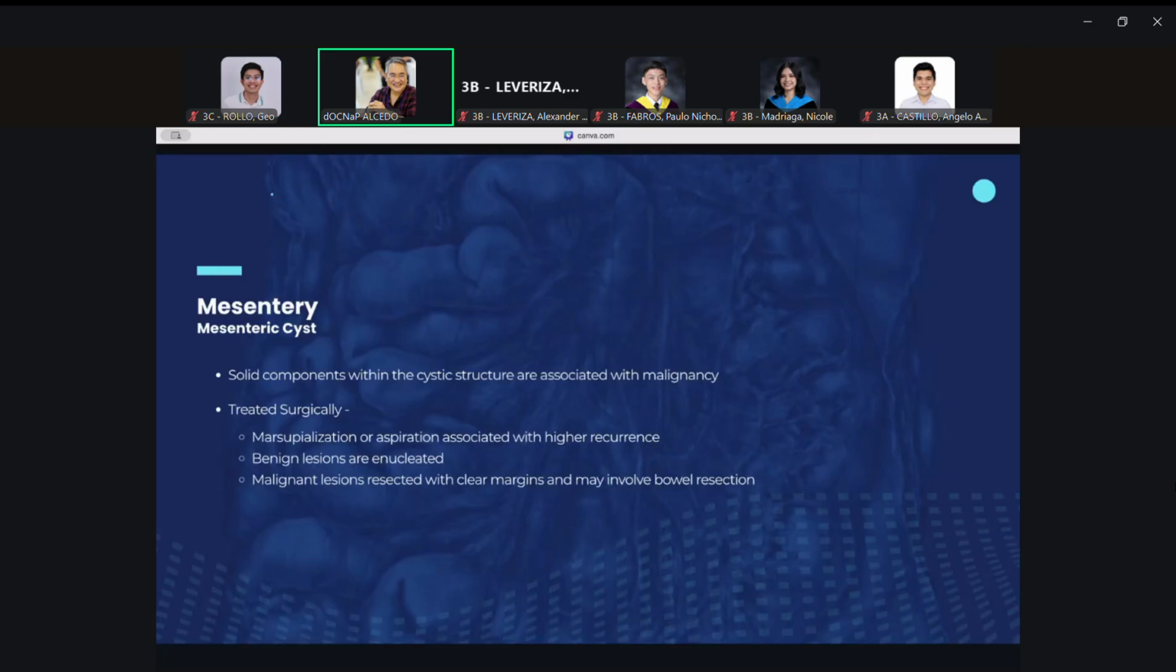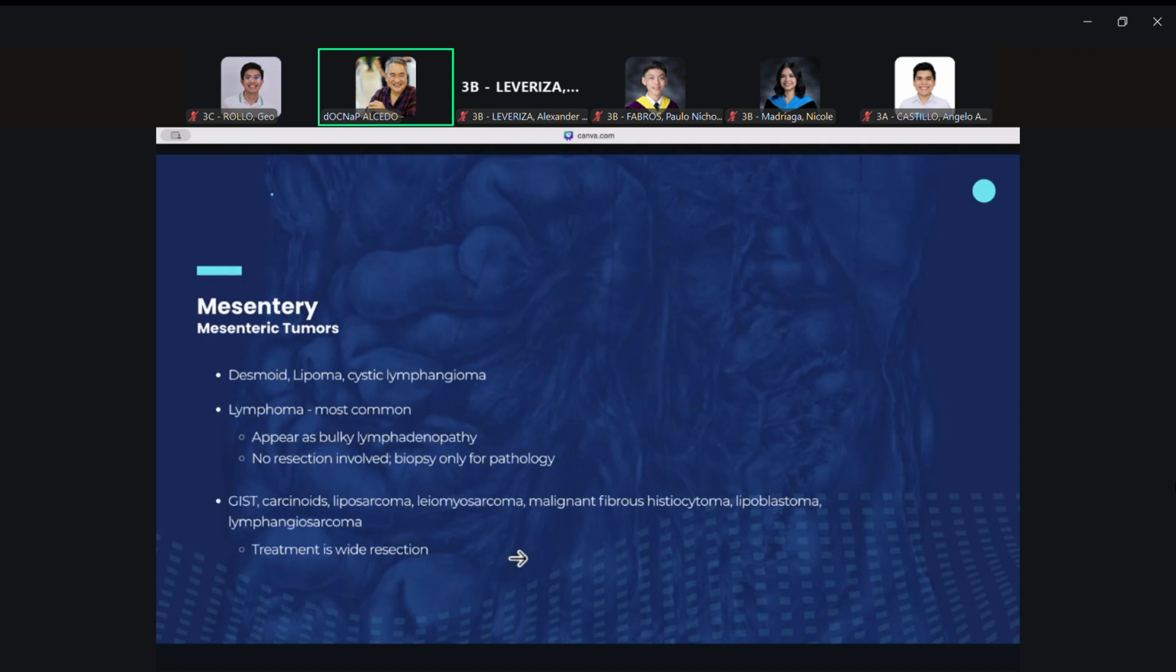If it's malignant, then of course you have to remove as much tissue to ensure that you have clear margins and the resected bowel does not result in involved bowel that you leave behind. No? So you have to make sure that you have clear margins. Some other tumors would include your desmoid tumors, lipoma, lymphoma, which is the most common. Okay. So you cannot remove everything, no? When you talk of lymphoma, that's why treatment is medical, chemotherapy, no?